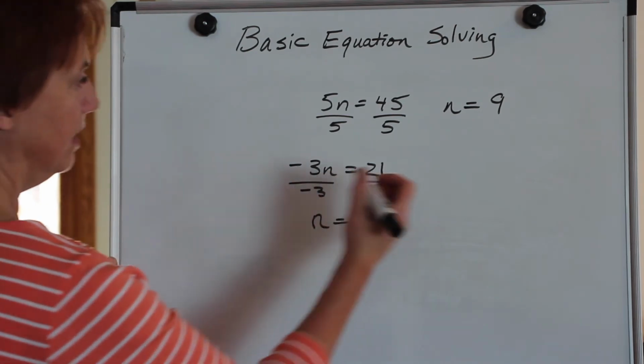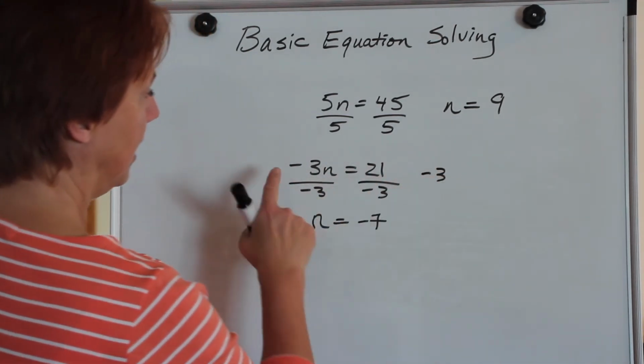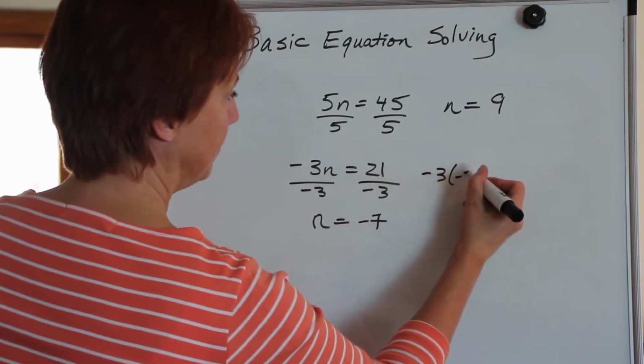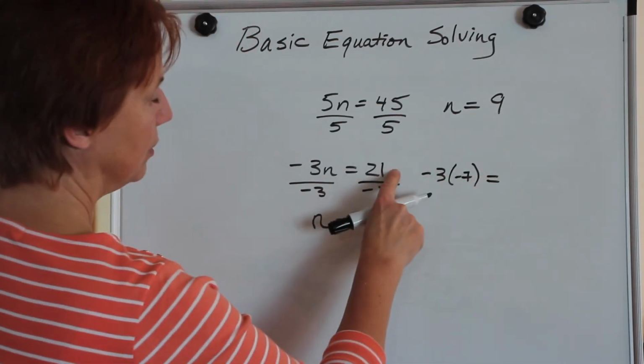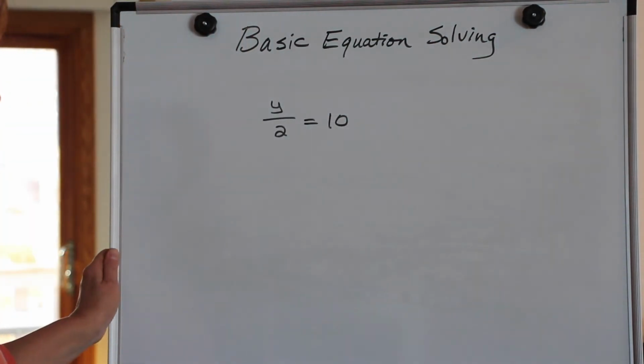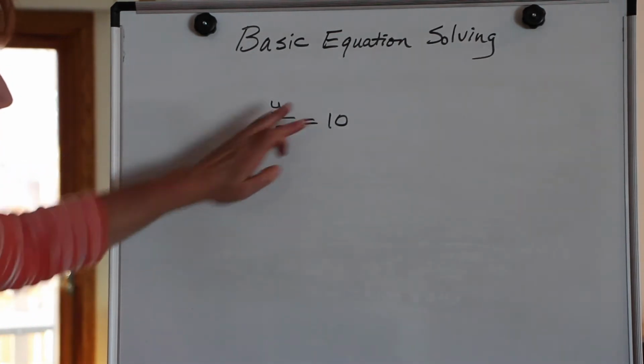Okay, so again, if we test our answer, negative 3 times n, which is negative 7, should be equal to 21, and of course it is. So for this one, you might look at it right away and say, oh, it's 20, okay, because 20 divided by 2 is equal to 10.